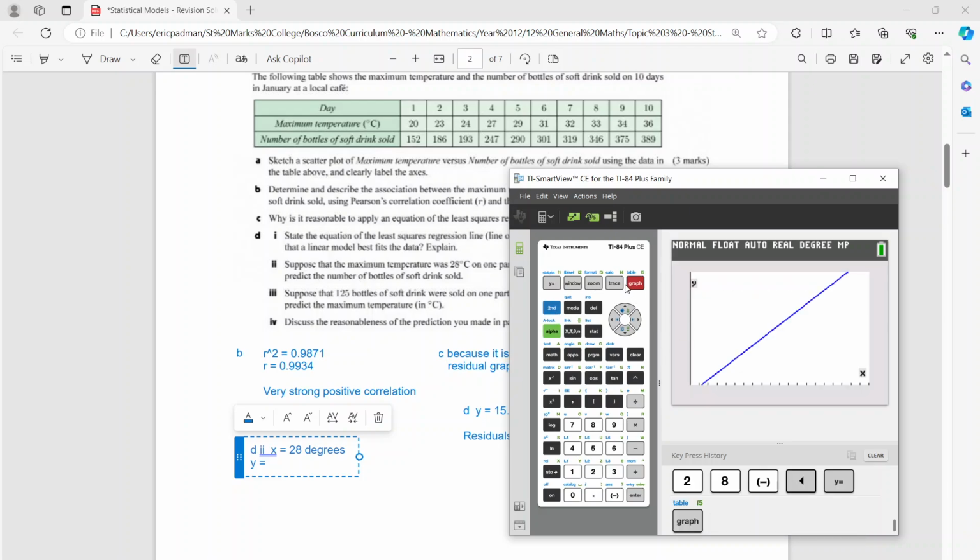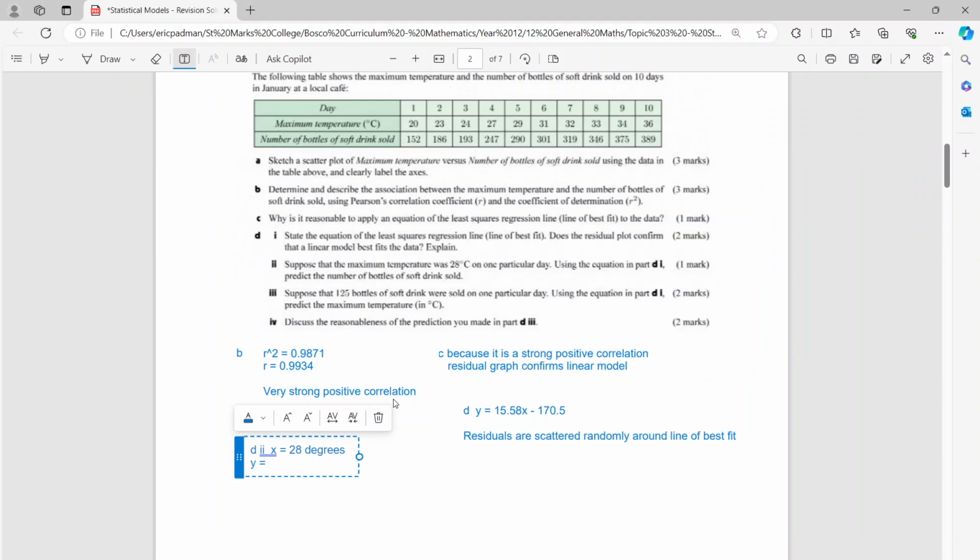So let's do a trace. If I type 28 into my trace, I can work that out. It's appropriate in this instance to round to the nearest soft drink can, so it'll be 266 cans sold, if you want to be really particular.